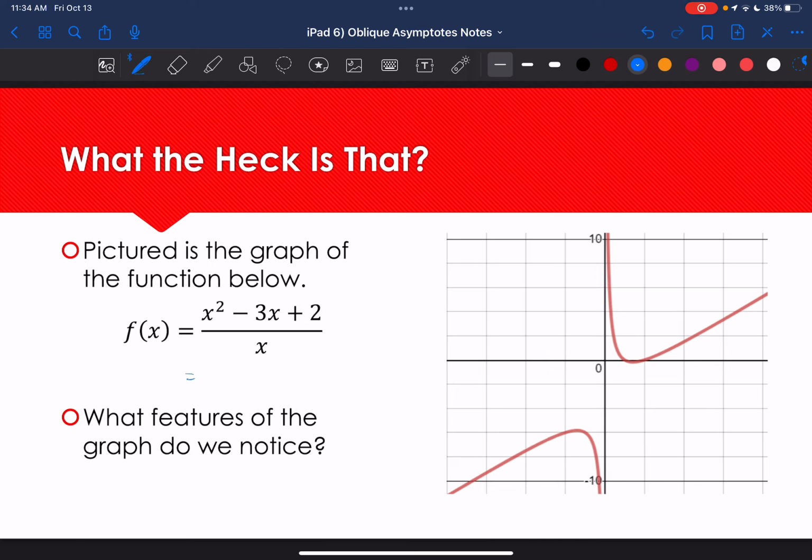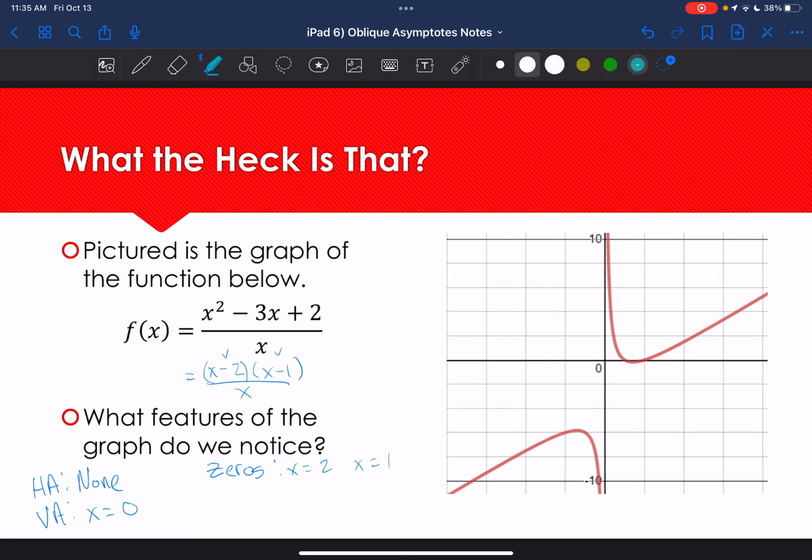We have some of the features we can figure out already, right? So if I factor the numerator, features that I get: I know there are no horizontal asymptotes because the top wins. The top has a higher degree, so I get no horizontal asymptotes. Vertical asymptotes at the bottom equal to 0, you get x equals 0. Zeros, and that's why I factored the numerator. From this guy we get x equals 2, and from this guy we get x equals 1, so x equals 2 and x equals 1. Those are right there.